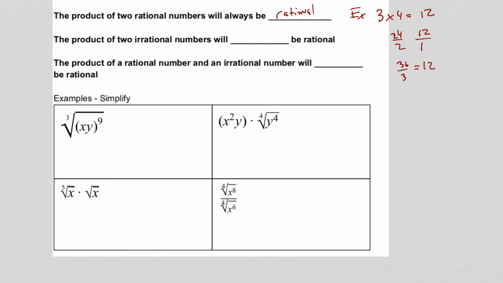So here we go. The product of two irrational numbers will sometimes be rational.